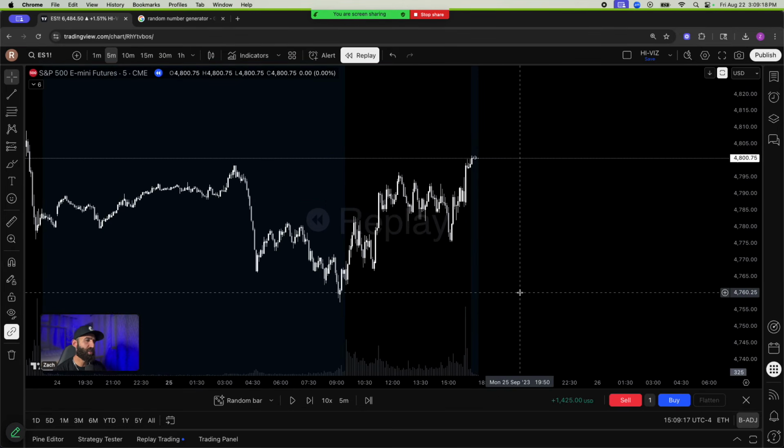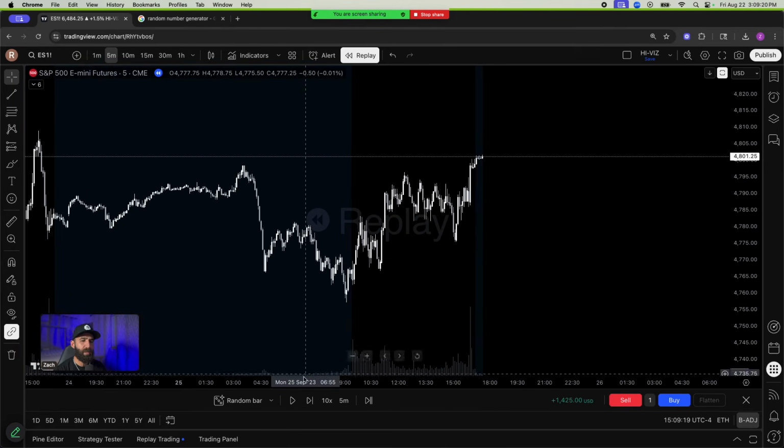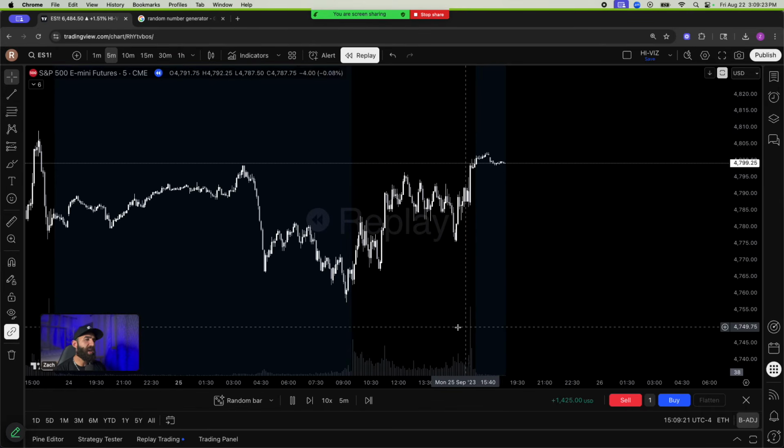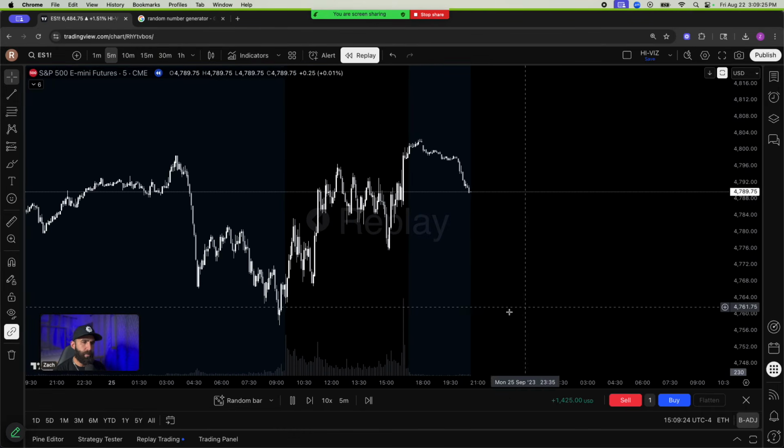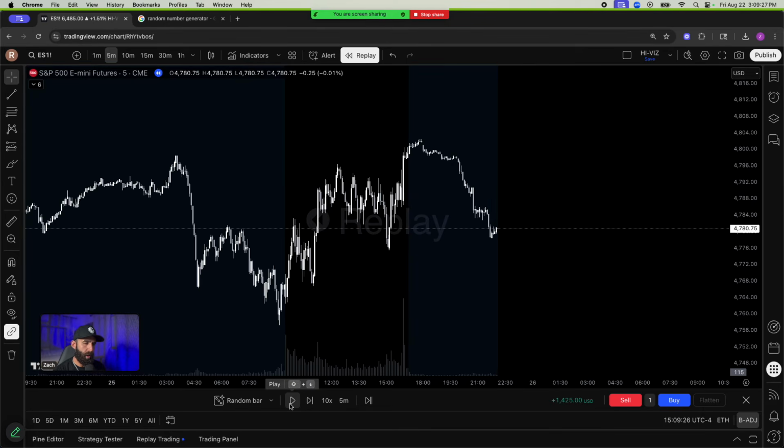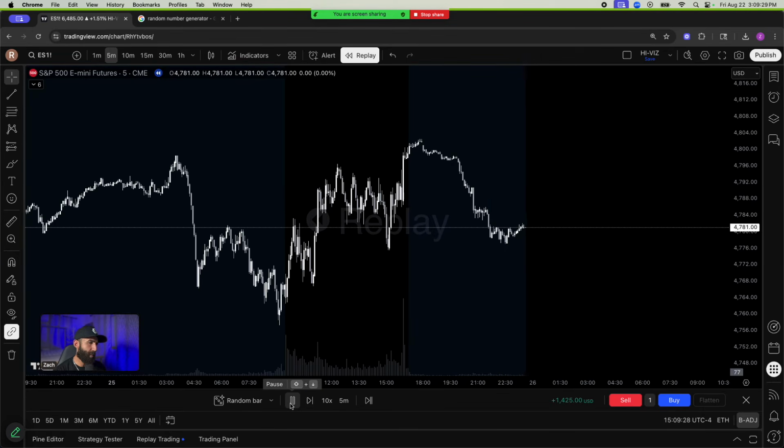Choppy back and forth. Nice. We took an L on that one. So we're starting to kind of chop around, consolidate a little bit. Let's see if we can't take 1 or 2 more of these, and you guys will kind of understand what we're doing here. And again, this is a decent way to backtest in TradingView.